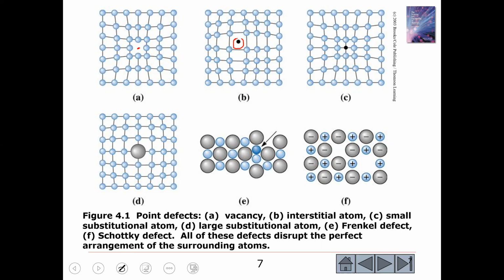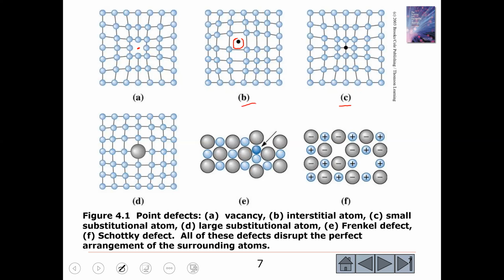If you look at C, this black atom has replaced a light blue atom. A light blue atom was supposed to be here, but this black atom has replaced that atom. Because of the difference in size, this dark atom is smaller in size than the blue atom. So this structure has been distorted because of the smaller size of the black atom. So this is a substitutional replacement, right? Or substitutional atom, because it has replaced an existing atom.